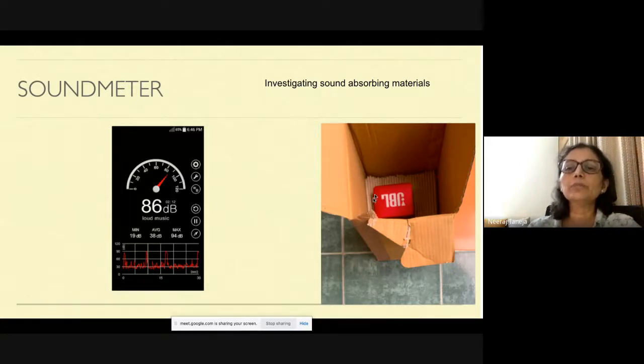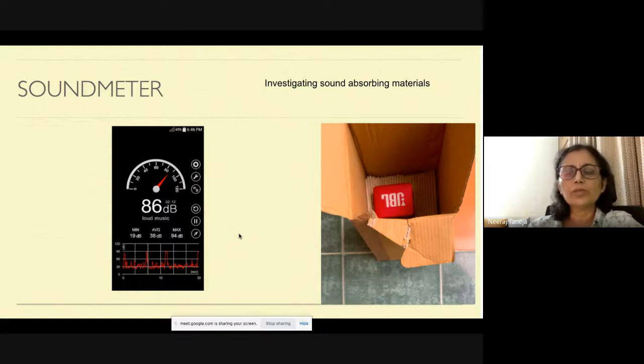So I could place layers of these corrugated sheets or any other material, and then try to figure out how the decibel levels change with the change in the material or the layers of a particular material. So that is one of the investigations that can be done using this sound meter. You can think of many more. In fact, there is no limit to what we can do. It's all your creativity.